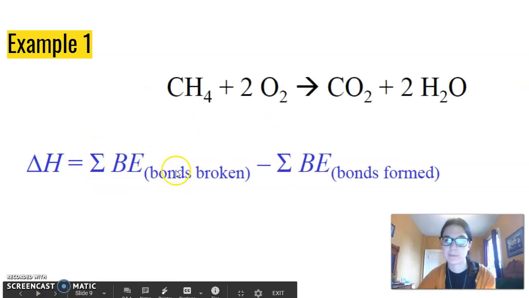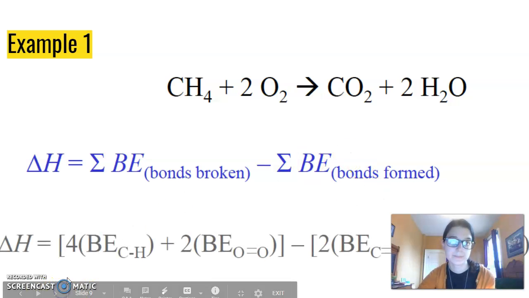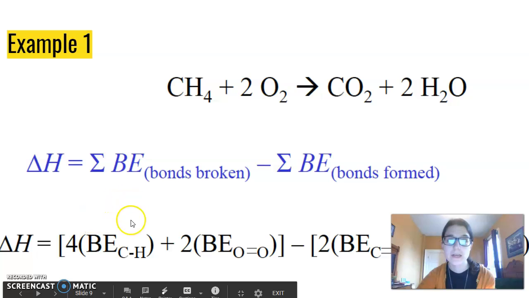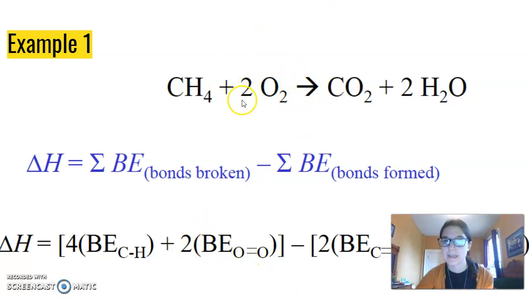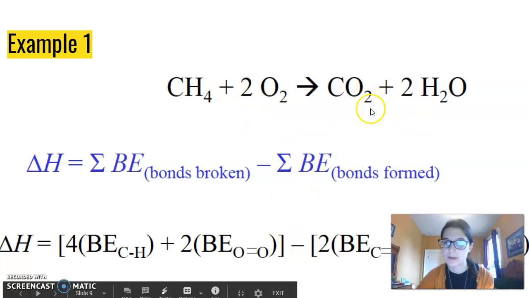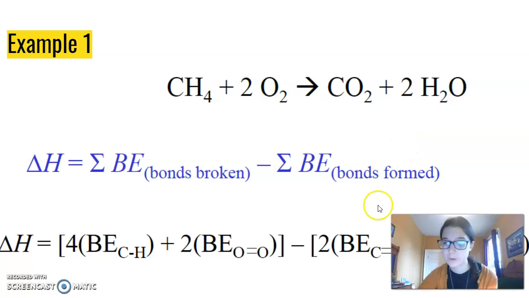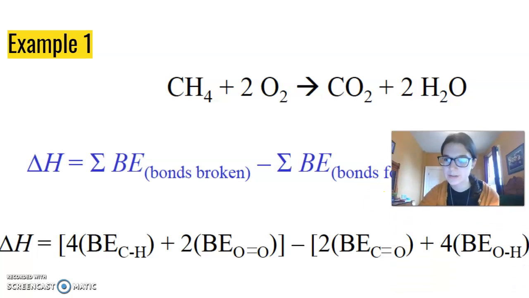So again, if we have the sum of bond enthalpies of bonds broken minus the sum of bond enthalpies of bonds formed, we're going to have 4 times the bond enthalpy of a CH bond, because again, there are 4 there, plus 2 times the bond enthalpy that's present in an O2 molecule, because again, there's 2 O2 molecules there. And then subtract, this is where we take into account the products, the bonds formed.